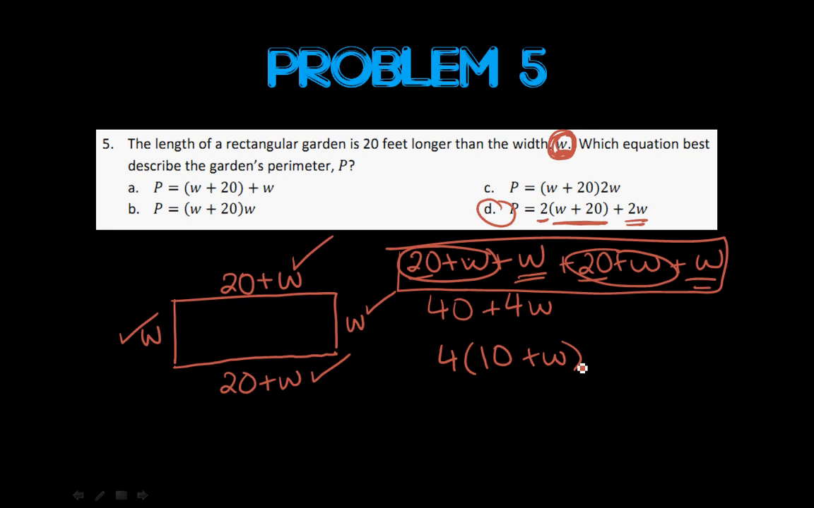If you notice B, just to point this out, W plus 20 multiplied by W is your area. So you can see how they're trying to trick you into picking the wrong one. They asked for perimeter, but they're expecting you to try the area formula.